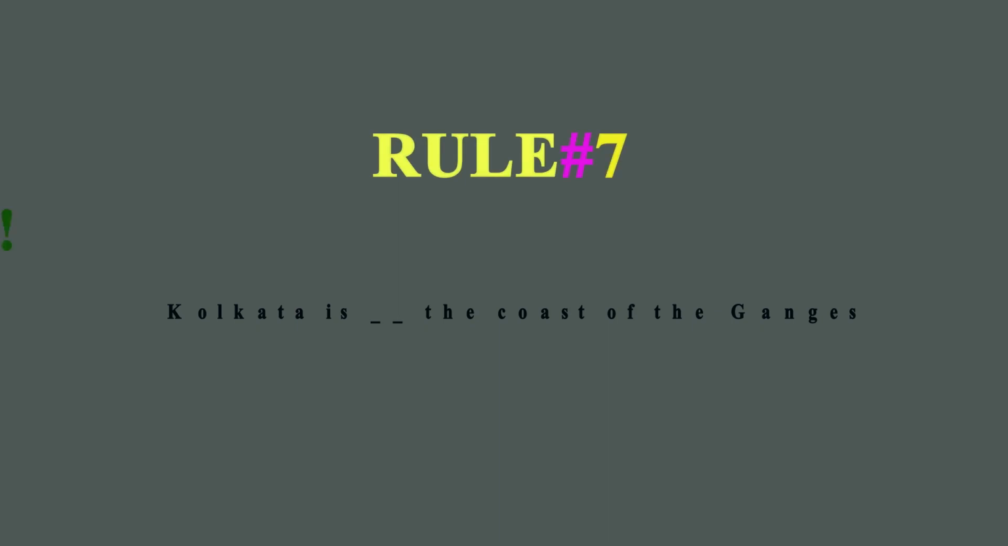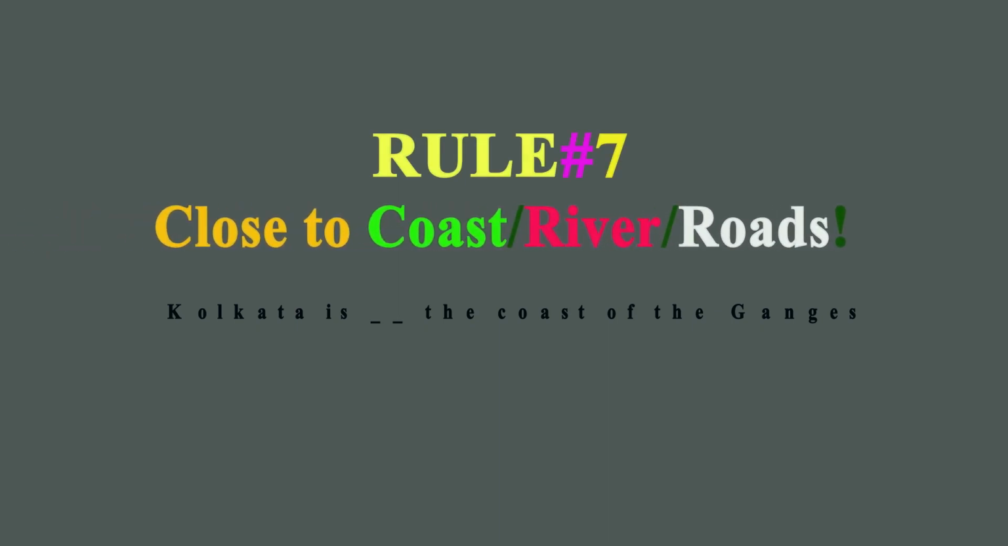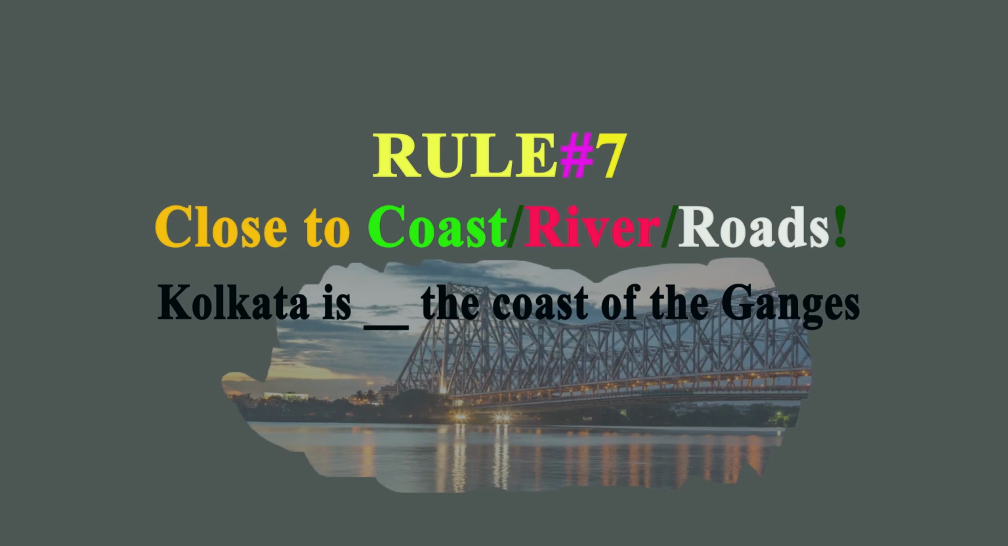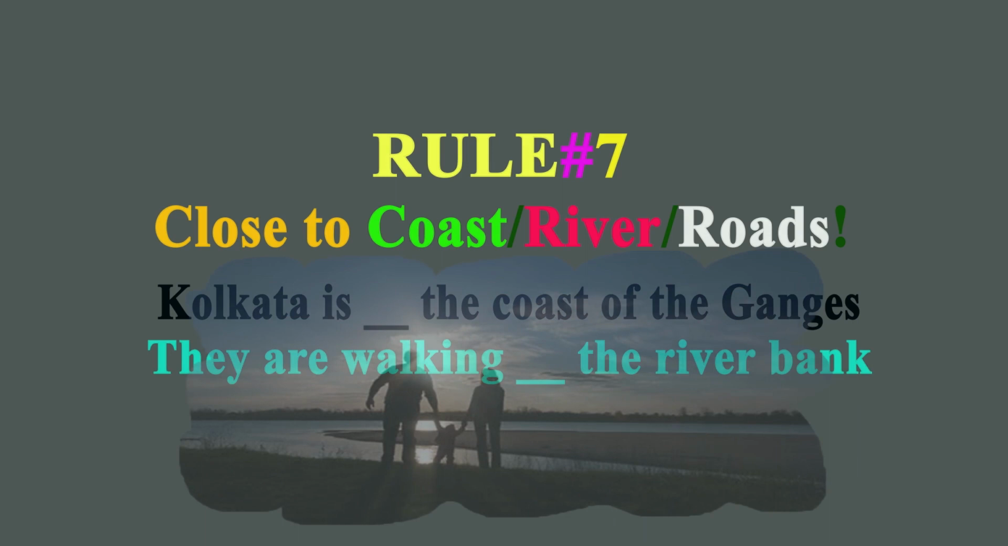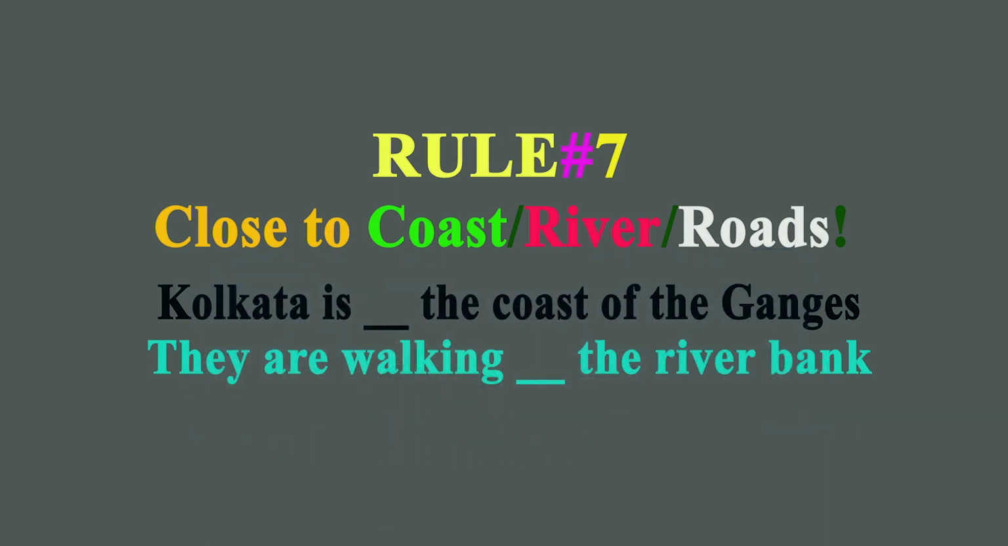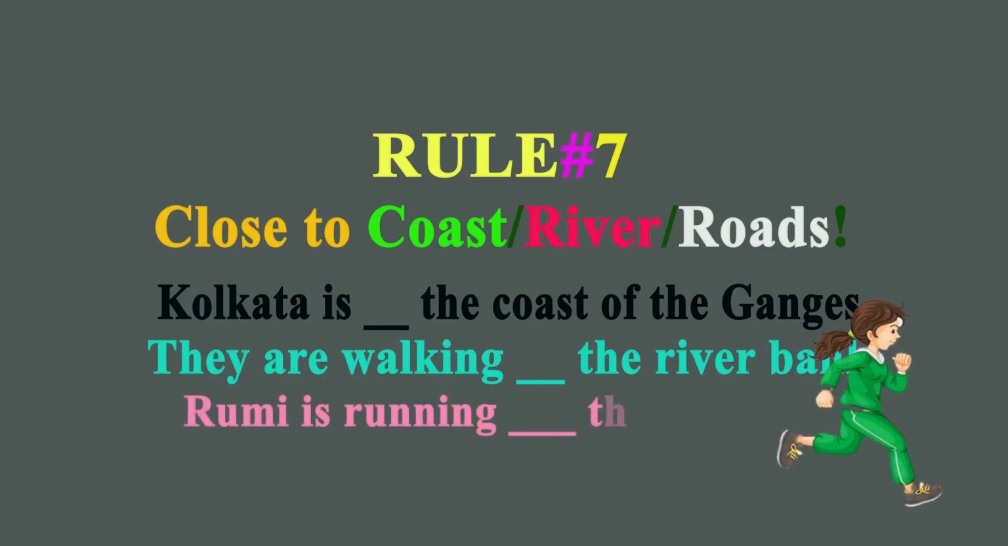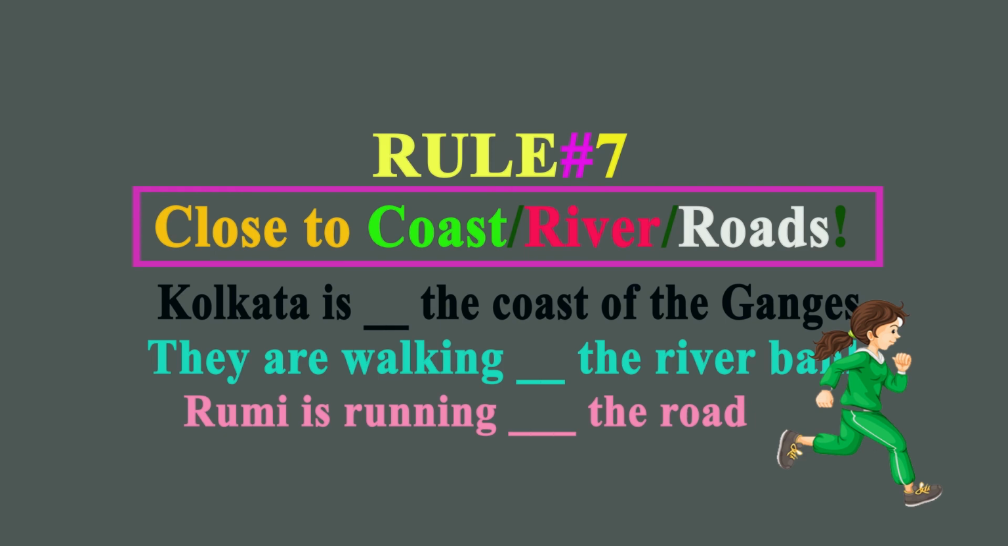Rule 7. Close to coast or river or roads we will use on. For example, Kolkata is dash the coast of the Ganges. Here it is close to the coast, so we will use on. So Kolkata is on the coast of the Ganges. They are walking dash the river bank. It is close to the river, so we will use on the river bank. Rumi is running dash the road. It also refers to road, so we will use Rumi is running on the road. So close to coast or river or roads we will use the preposition on.